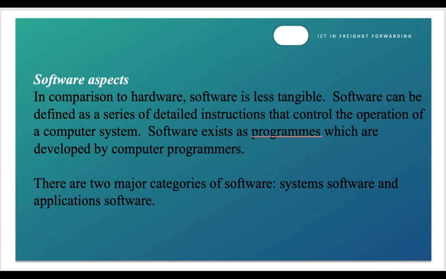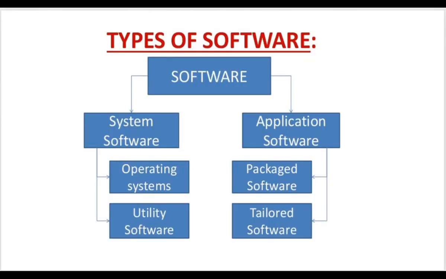Now, there are two major categories of software. Now, we have the systems software and application software. So in this slide, we break down the types of software like we're saying. We have the system software, which translates into the operating software and utility software. And also with application software, we have the package software and the tailored software. We will talk about this in the following slides to come.